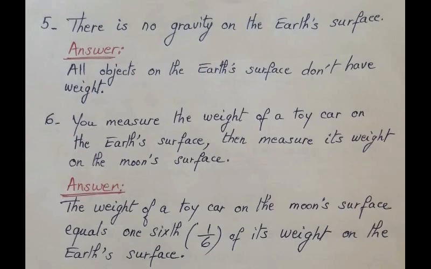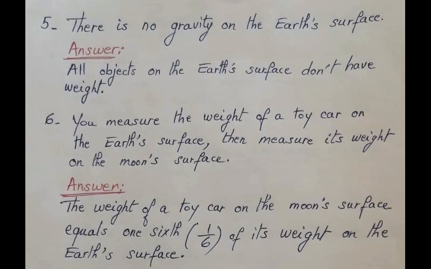Number 5. What happens when there is no gravity on the Earth's surface؟ ماذا يحدث إذا ما كانش فيه أي جاذبية على سطح الأرض؟ إيه اللي هيحصل؟ All objects on the Earth's surface don't have weight. أي جسم أو أي شيء على سطح الأرض ما كانش هيبقى له وزن.